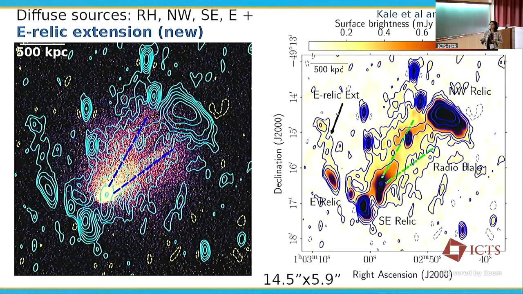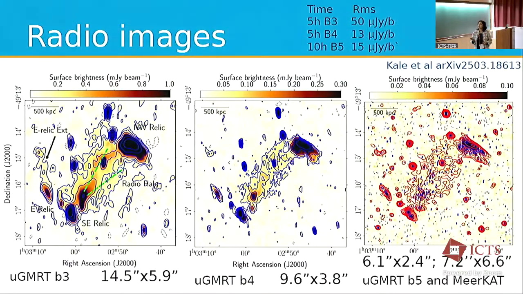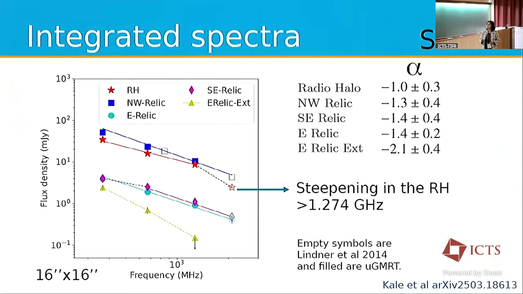So this is the radio halo and the two relics, and even an extension of the relic that we found. This X-ray emission in El Gordo is characterized by two tails, the northern and southern tail. And we find that there is a difference in the radio emission characteristics along these two tails. We made deep images at all the three bands and got detailed spectral indices for these components. So one interesting thing I want to point out is that there is likely a steepening in the spectrum of the radio halo at frequencies higher than 1.2 gigahertz.